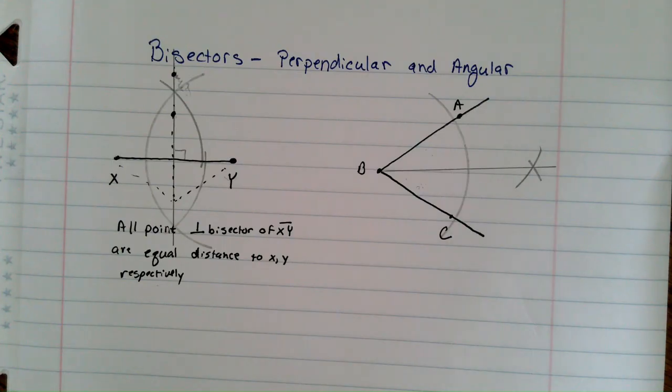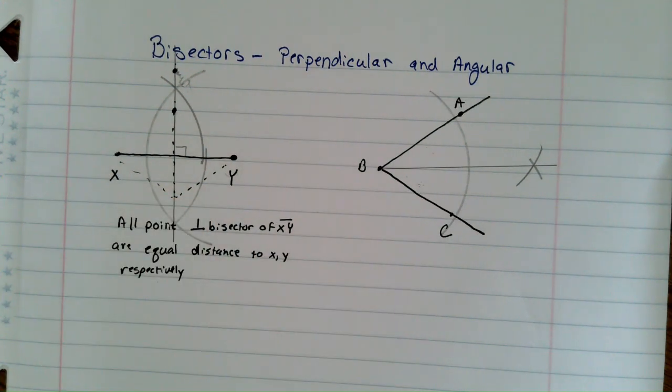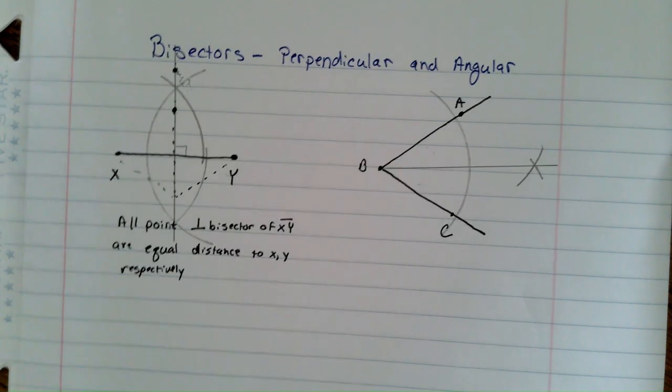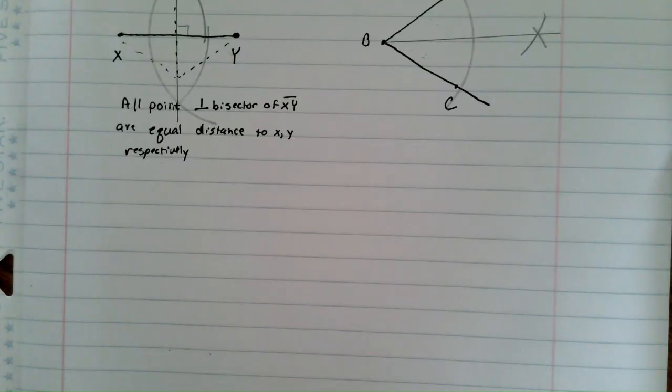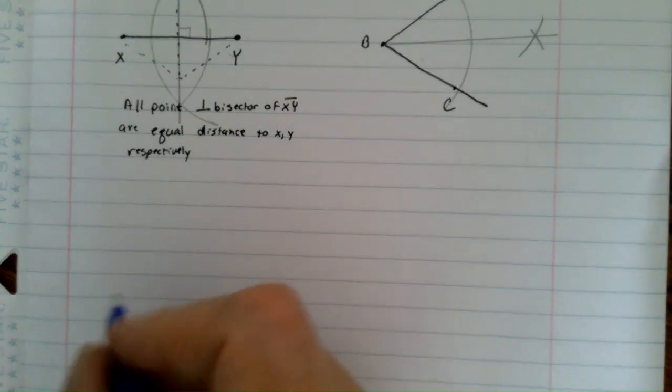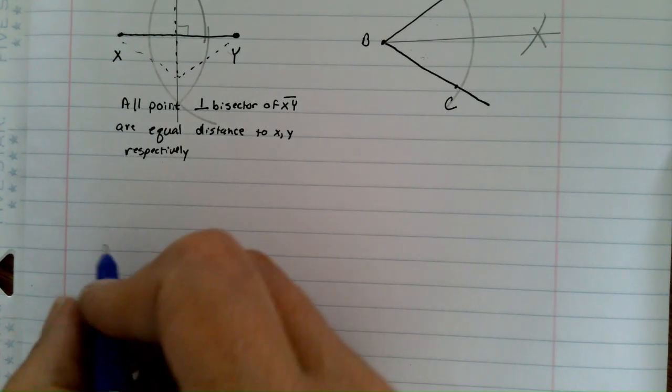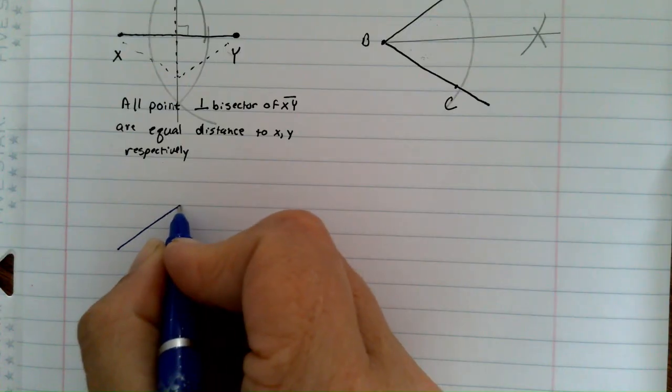So one, I just wanted to refresh your memory first of what a bisector was, perpendicular and angular. And for now, we're going to focus on this perpendicular bisector. So let's say I gave you this image.